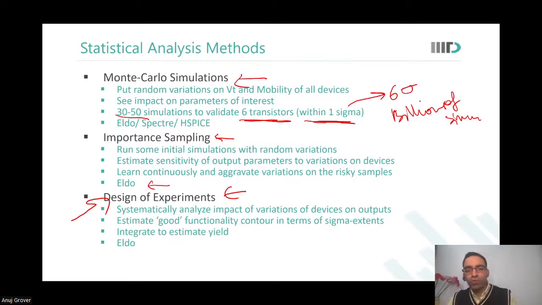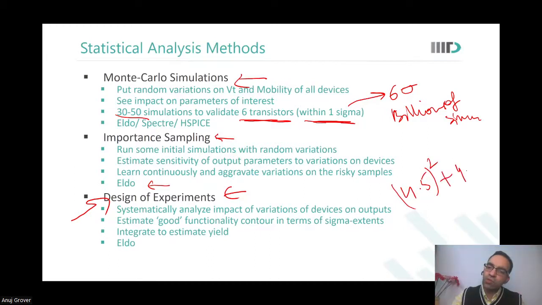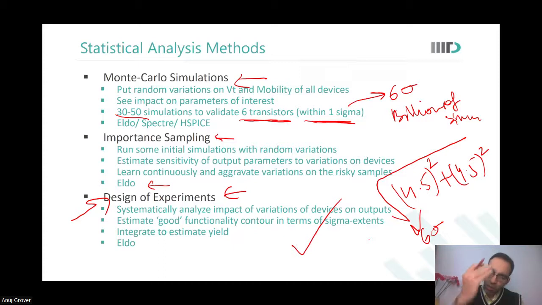So if I put 4.5 sigma variation on one and 4.5 on the other, what have I done? 4.5 square plus 4.5 square. If I add this, I will arrive at something like 6 sigma. So I am arriving at 6 sigma root mean square variation by putting 4.5 sigma variation on the pass gate, 4.5 sigma variation on the pull up. And if that particular simulation passes, I say, okay, my overall design is 6 sigma qualified.